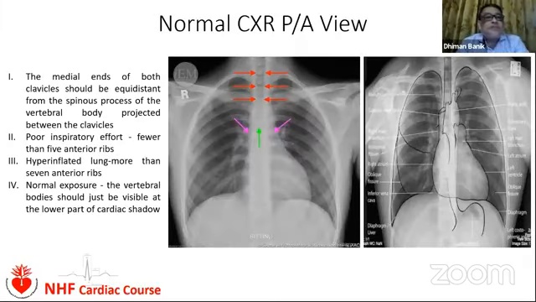This is the normal chest X-ray. The medial ends of both clavicles should be equidistant from the trachea. If the fifth rib is not seen in the PA view, then it is a poor inspiratory effort. If more than 7 anterior ribs are present, it is a hyperinflated lung. Normal exposure of a chest X-ray is said when the vertebral bodies are visible in the lower part of the chest radiograph.